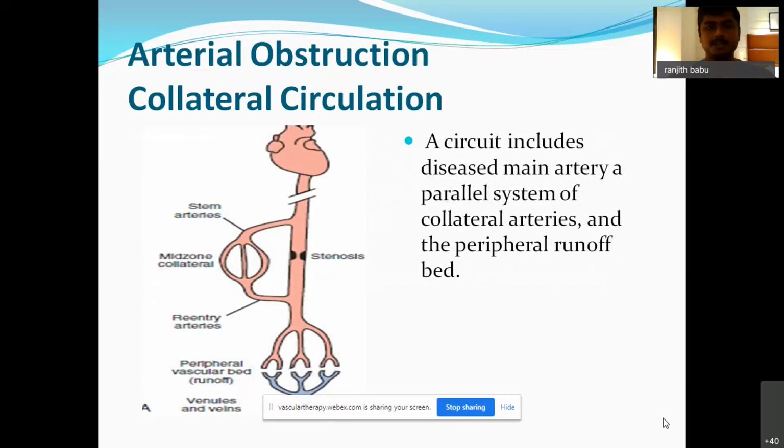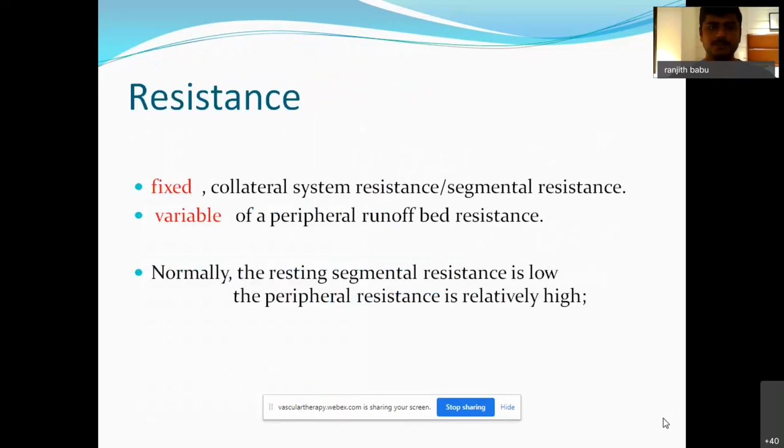Next concept, I move on to arterial obstructions and the collateral circulations. A normal hemodynamic circuit consists of a diseased main artery and a parallel collateral system along with a vascular bed, the peripheral runoff bed. In this circuit, we have two components of resistance, one fixed component and one variable component. The collateral system has a fixed component of resistance and the peripheral runoff bed has a variable component of resistance. Normally, in the resting state, the peripheral runoff bed has a higher resistance than the collateral systems.